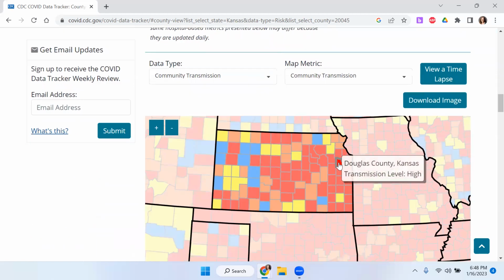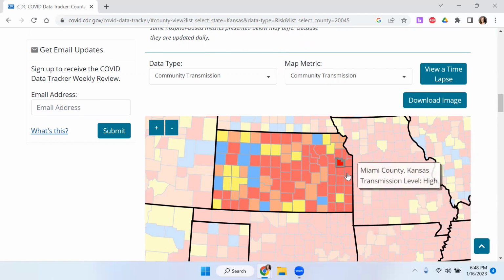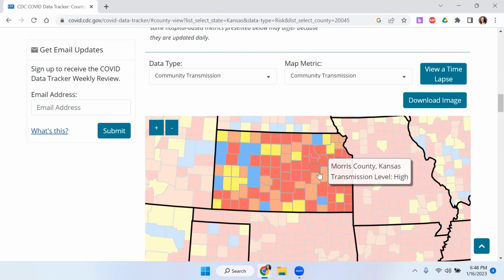And so here's Douglas County. You can see it's coming in as high. And so you can see across Kansas, most places are dark red or pink, and that means most cases are high or substantial. Fits with the rest of the country.